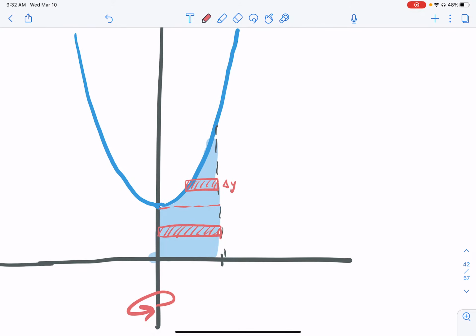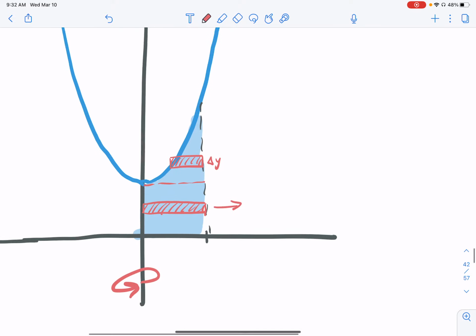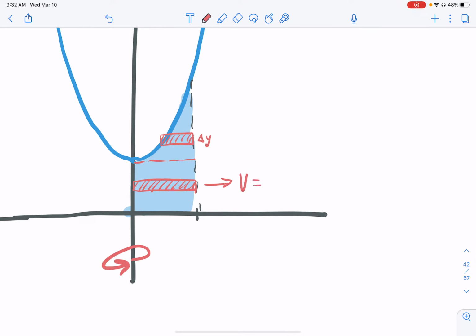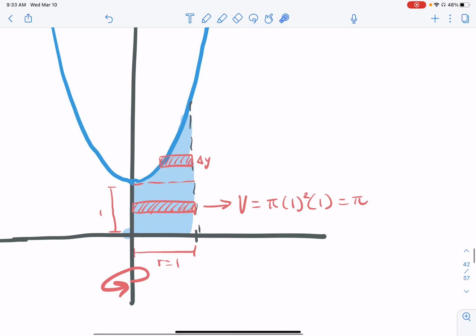And while I already have the ability to do so, let me find the volume of this bottom piece. When I revolve this around, its radius is going to be 1, and its height is also going to be 1. So it's pi times 1 squared times the height of 1, which is just pi. So the volume of the cylinder down here at the base is just pi, and it's done. Now I have to worry about the top piece that's going to be over here.